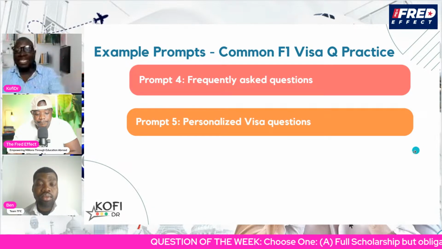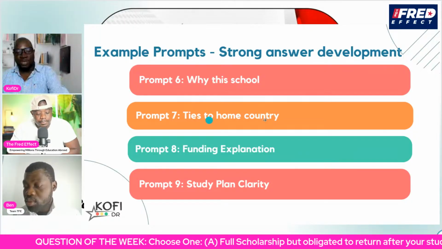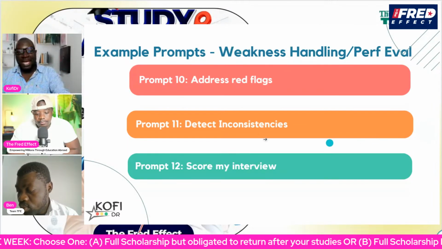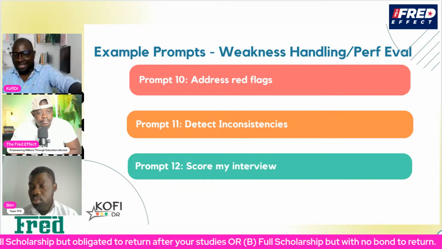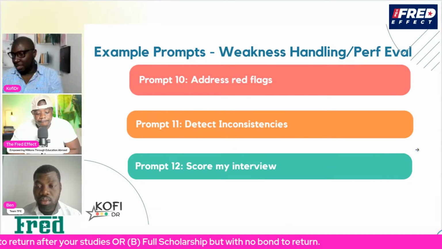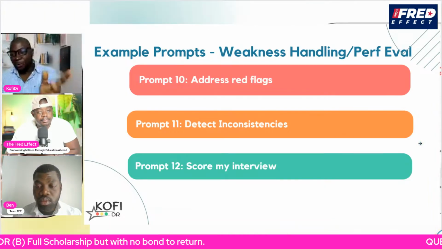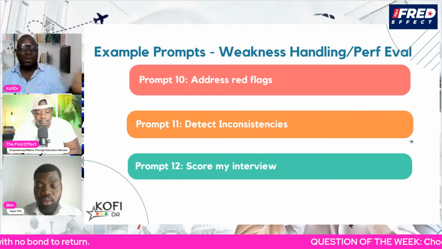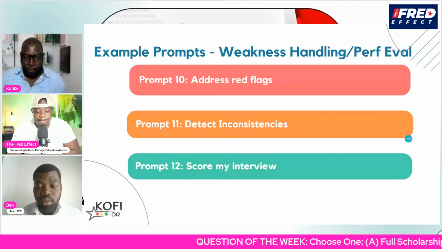And you can even tell the AI, so these are all prompts: why this school, ties to home country, funding explanation. There are prompts for all this. And then the weaknesses. AI can address your red flags, it can detect inconsistencies, and it can score your interview, just like I was saying. So depending on how you are doing, it will let you know whether you should be doing more hard work or you're okay, carry on with your practice.